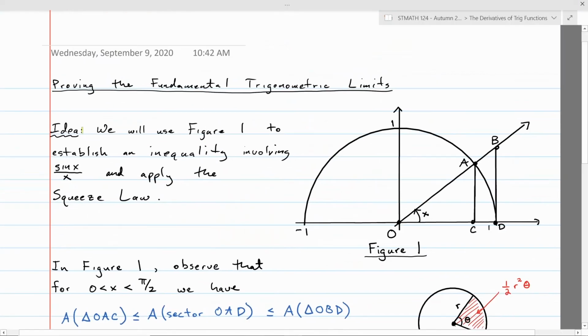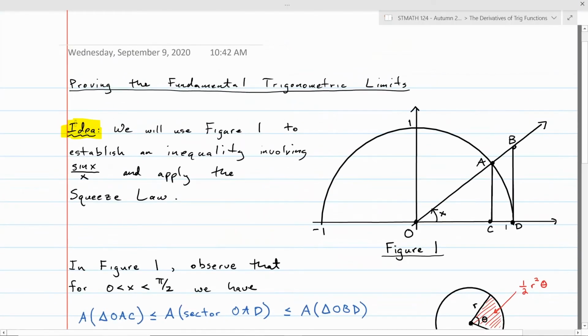So, like I said, we're going to take this figure at right over here, figure 1, that involves some triangles and how they meet with a semicircle, and we're going to use what we know about the geometry of that situation to establish an inequality that involves the thing that we're interested in, sine of x over x, to start with, and then we'll apply the squeeze law. So this will be our strategy.